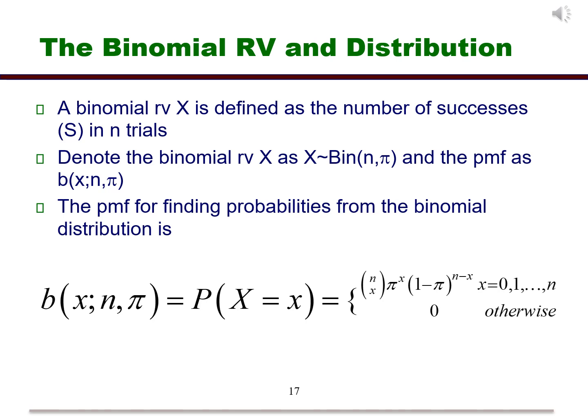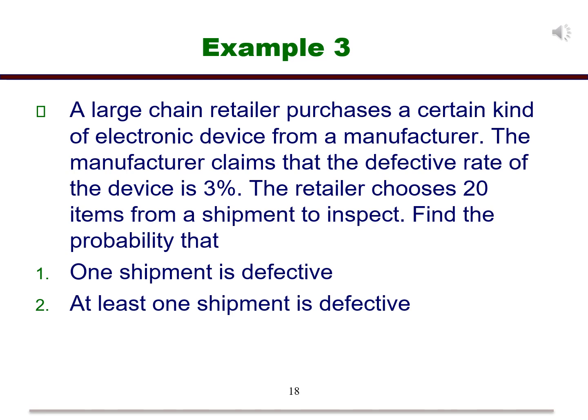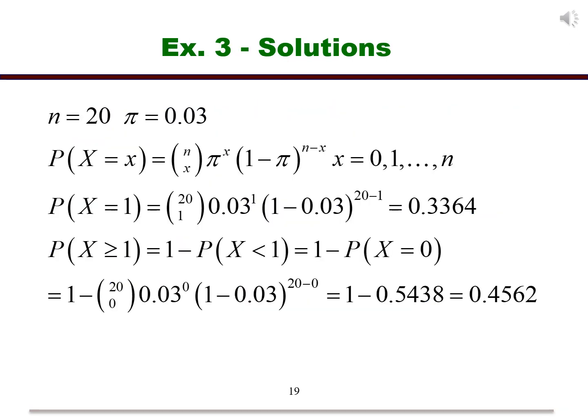Let's look at an example. A large chain retailer purchases a certain kind of electronic device from a manufacturer. The manufacturer claims that the defective rate of the device is 3%. The retailer chooses 20 items from a shipment to inspect. This is binomial since we have 20 fixed trials, each trial can end with one of 2 outcomes, and the probability of a success is fixed at 3%. The solutions are on the next slide. For this problem, we will just use the binomial PMF with n equal to 20 and pi equal to 0.03. Notice that for greater than or equal to, we use 1 minus the less than.